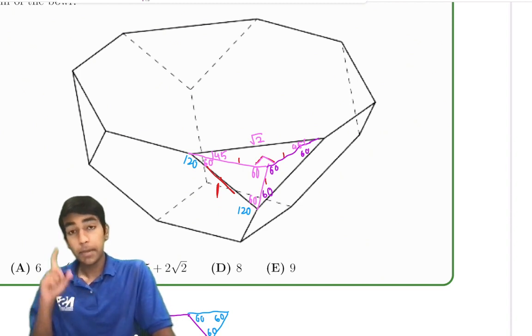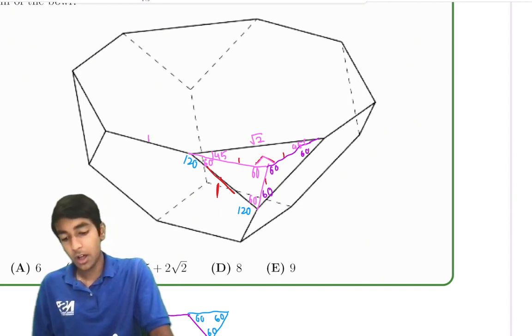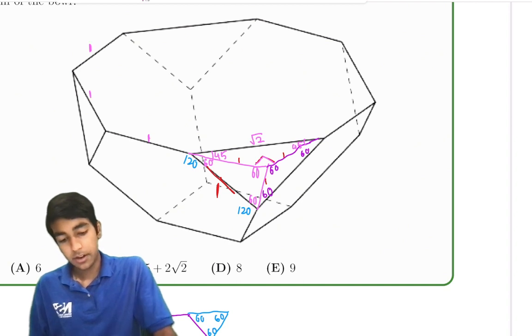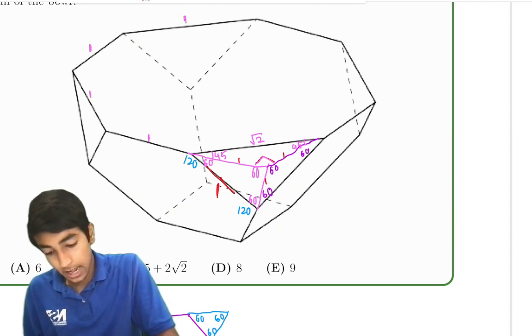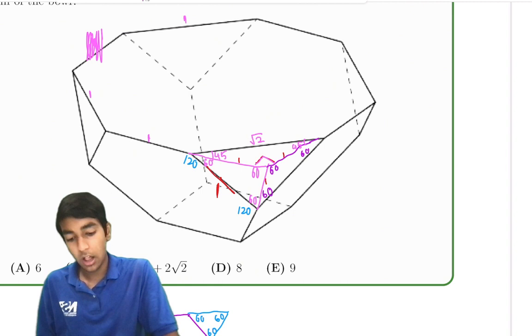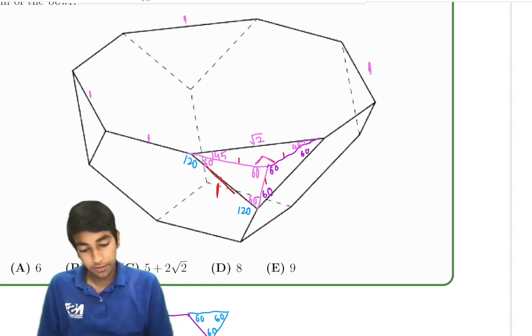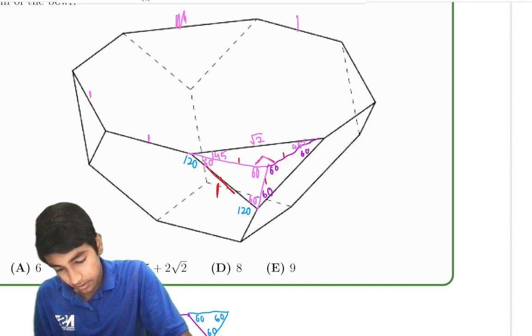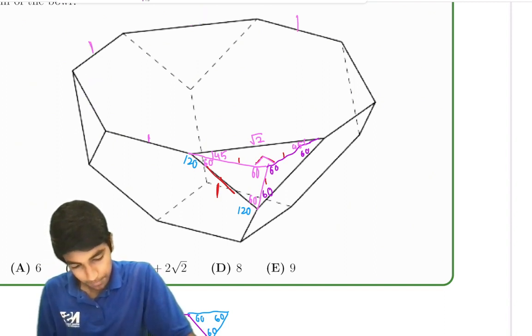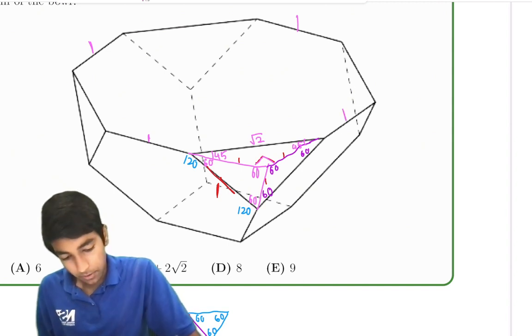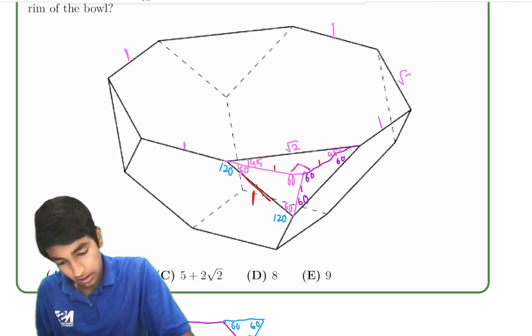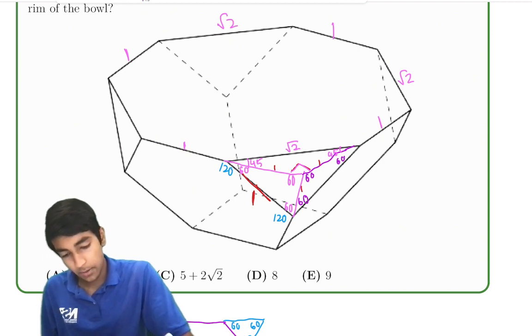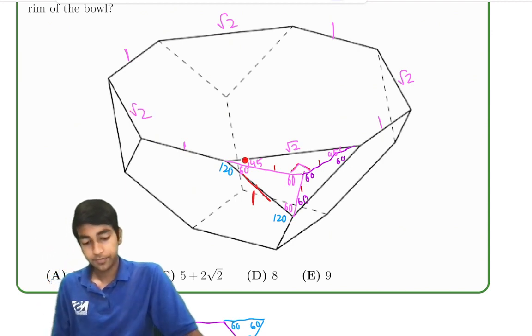Oh, but notice, because the hexagons have sides 1 as well, all of the sides that are sides of the hexagons will be 1. So all of these sides over here. This will be 1. This will be 1. And this one will be 1. And these sides will all be root 2, because they're all derived in the same way we found this one here.